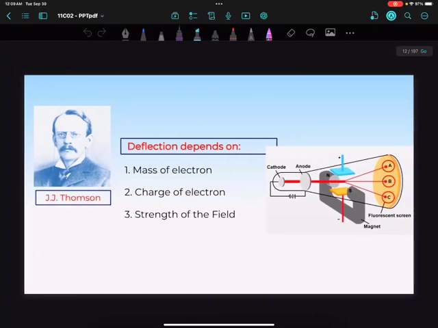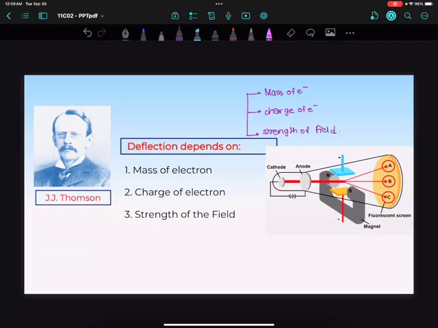Okay. So now J.J. Thomson said that deflection depends on three factors. Those three factors were, first one was the mass of the electron, second was the charge of the electron, and third was the strength of the field. Okay.